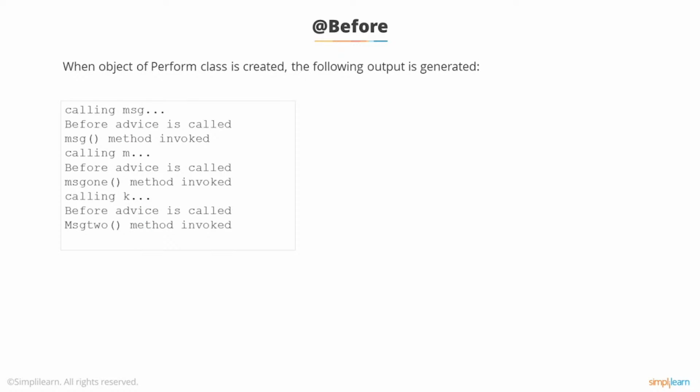So you see the output, it says calling message. Before advice called, it triggers this, then the message method, then it calls the method, then before advice again, the second method invoked, and then before advice again, method invoked.